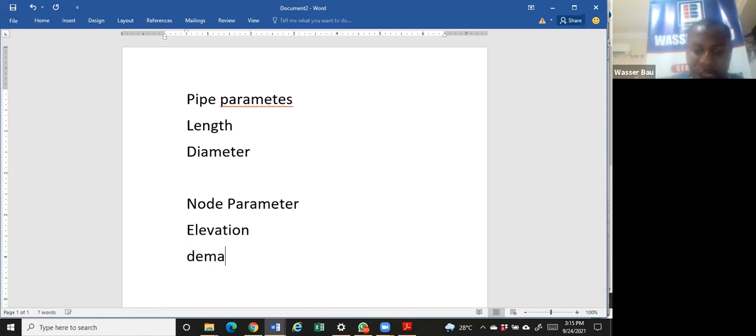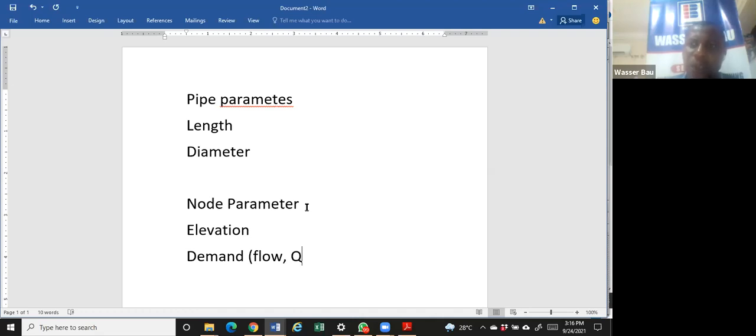Let me just say demand, it means the water demand. What are we demanding for? It is water that we are doing. So you must have a demand at every node. This demand can also be called the flow, which of course we know is Q. So at every node, you should know the demand at that node, because many houses might be connected to that node.